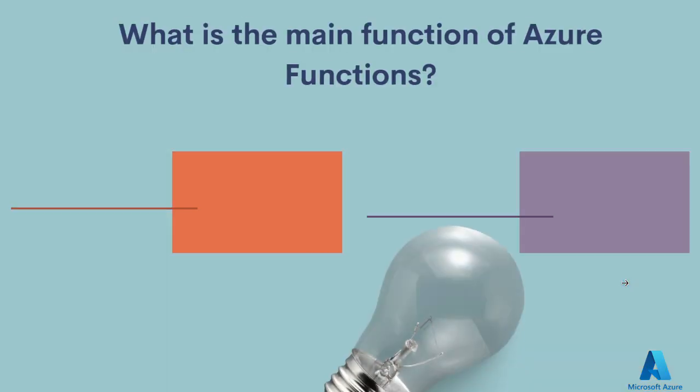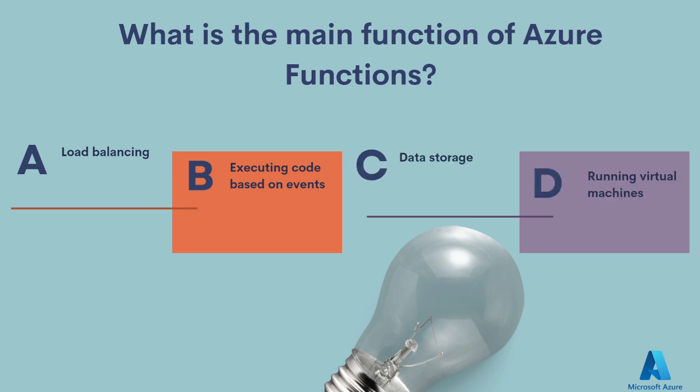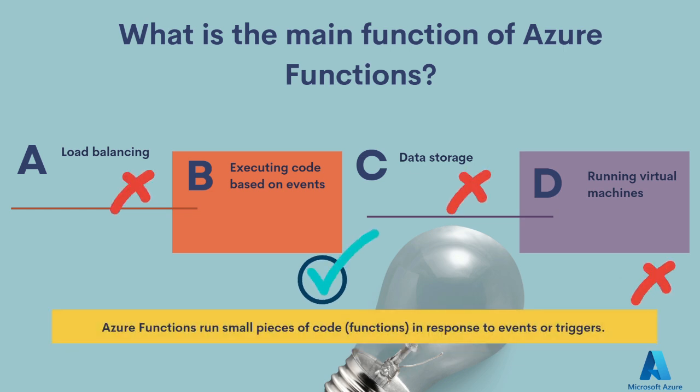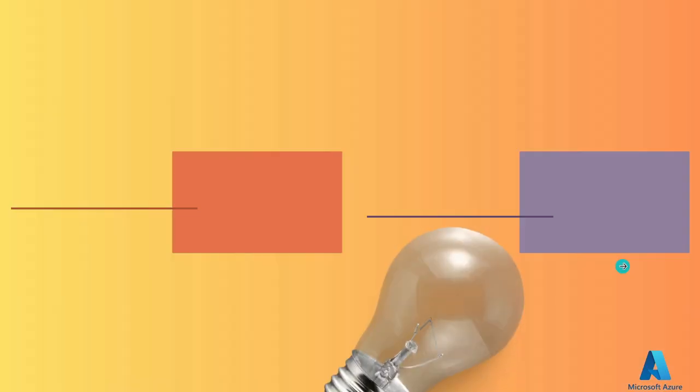And our next question is, what is the main function of Azure Functions? And our options are load balancing, executing code based on events, data storage, running virtual machines. And the right answer is executing code based on events. Azure Functions run small pieces of code in response to events or triggers. Let's go to the next question.